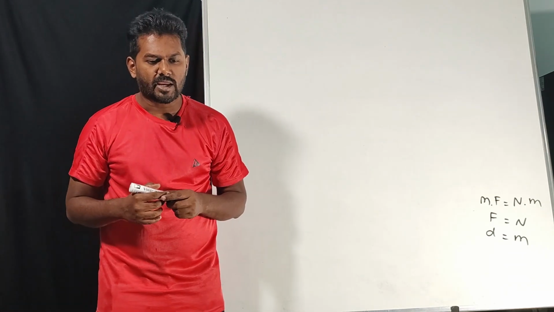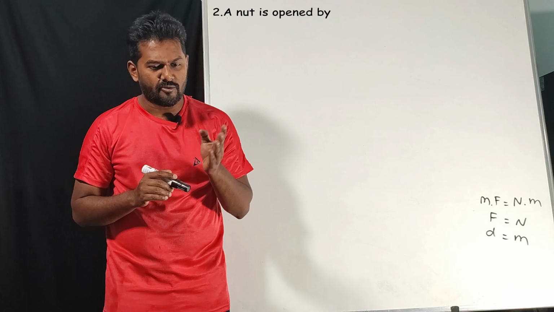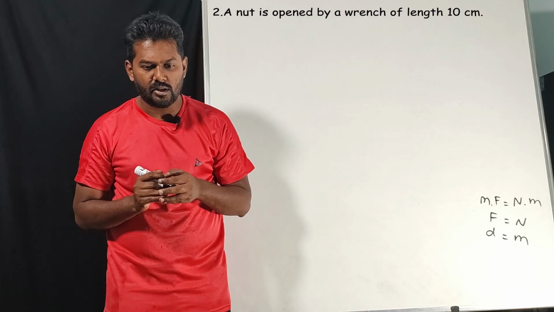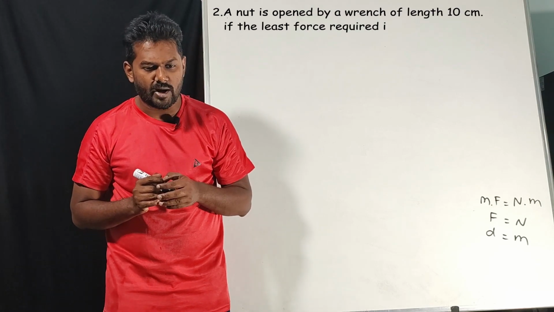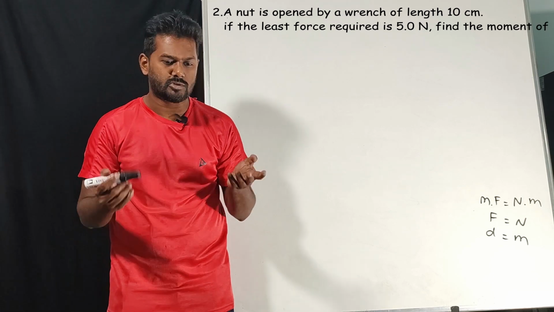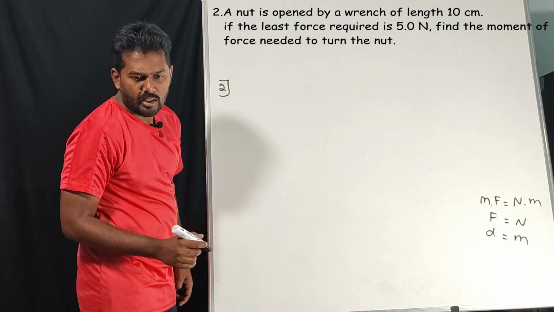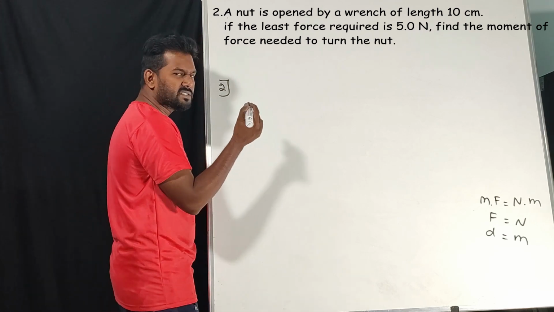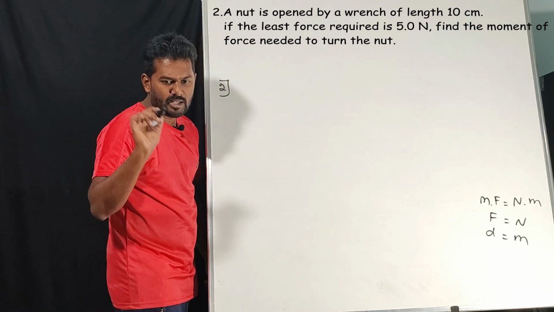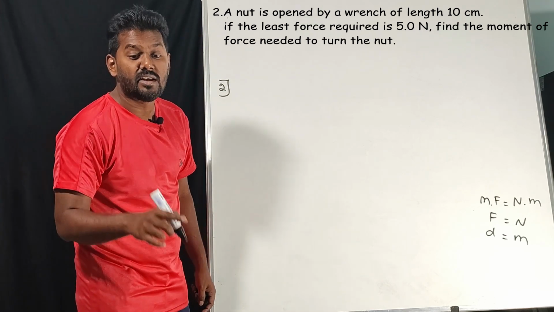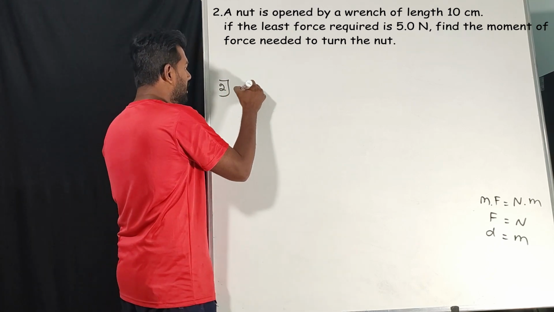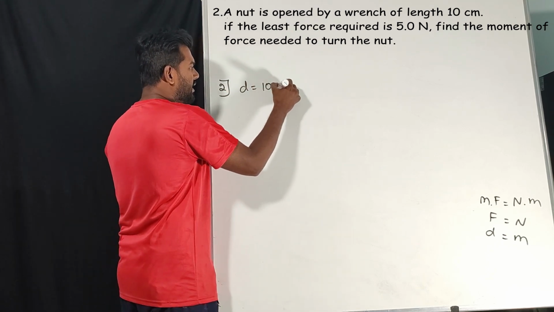Now second question: a nut is opened by a wrench of length 10 centimeter. If the force required is 5 Newton, find the moment of force. Okay, first we will write the given data. They have given the length. Length is nothing but the perpendicular distance. Correct. Next, that is given in centimeter. That is important. Perpendicular distance is given in centimeters.